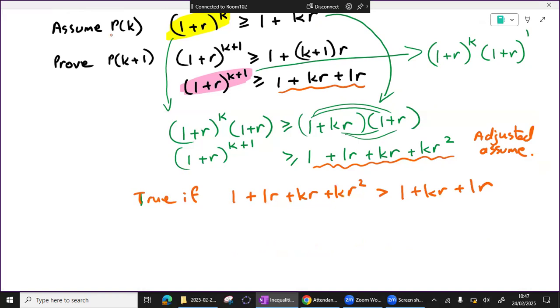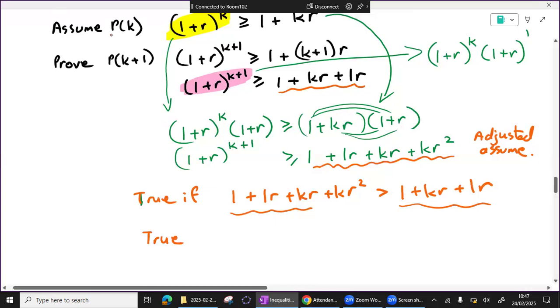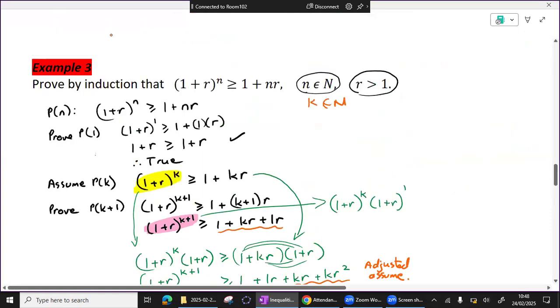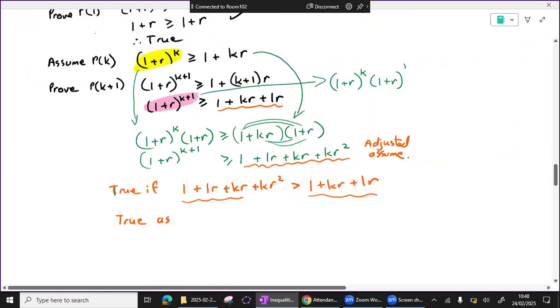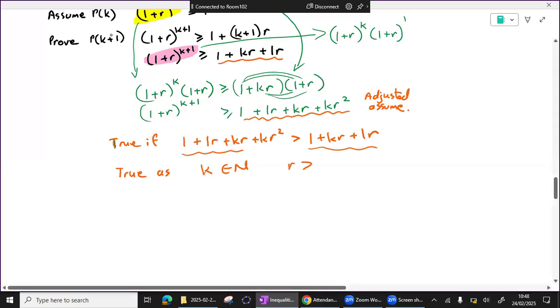So I can actually see that this is going to be true because do you notice that this bit is the same as this bit? So all you're doing is adding on a kr squared. So that is going to be true. Why? It's true if, but it's true as well, why is it true? Because if you go back to our conditions, k is positive and r is positive, in fact, r is bigger than 1. So no matter what k is, let's say k was 2 and r was 2, we're obviously going to get a bigger result on the left than we are on the right.